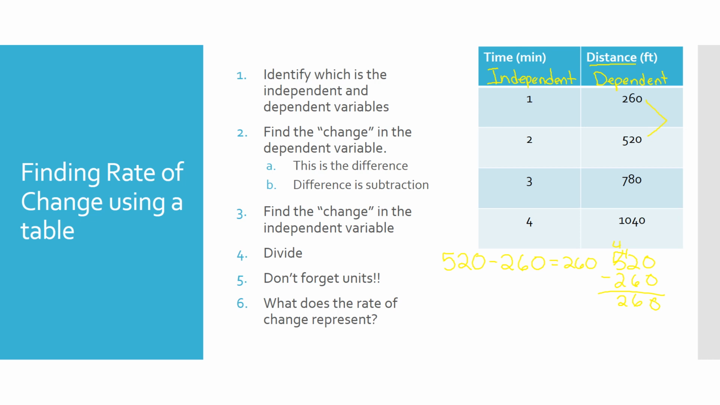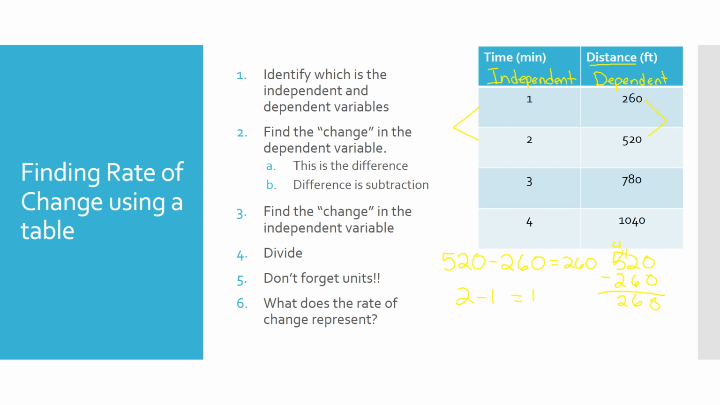And then it says to find the change in the independent variable. I need to be at the same step. Can't look at a different step. At the same step. So we did from 520 to 260. So now we're going to do from 2 to 1, which is 2 minus 1, which is 1.